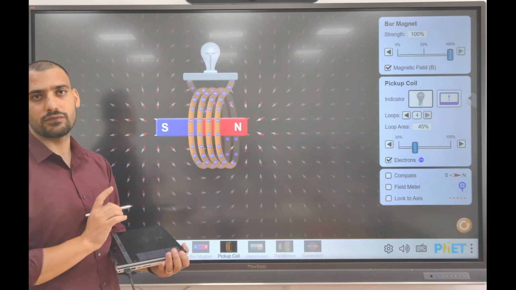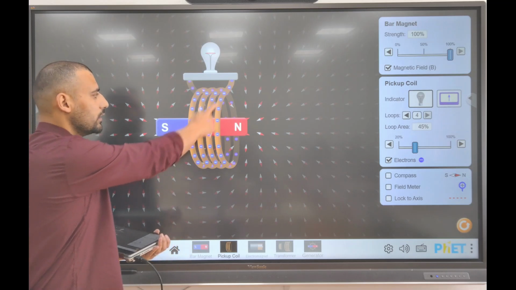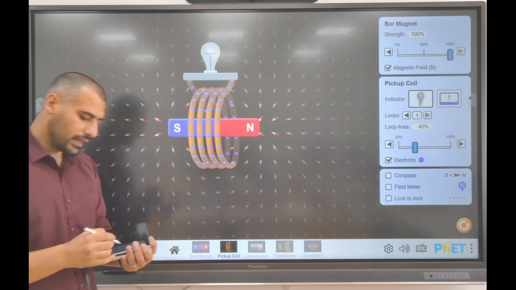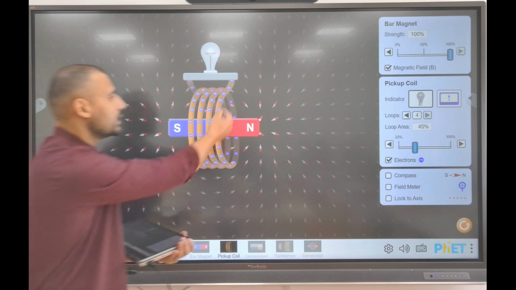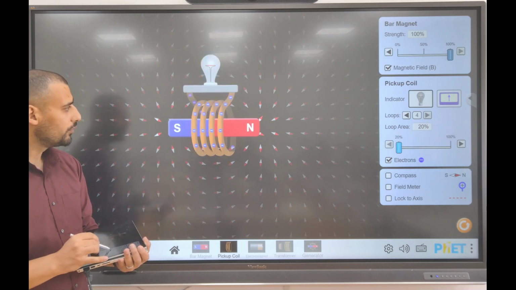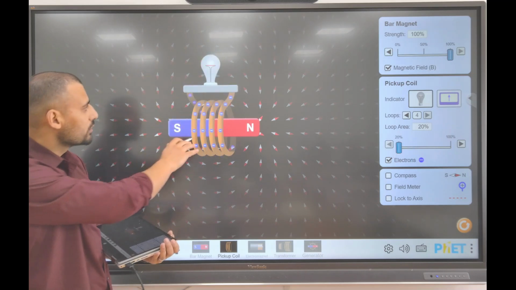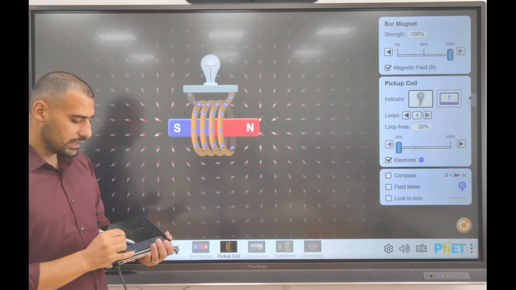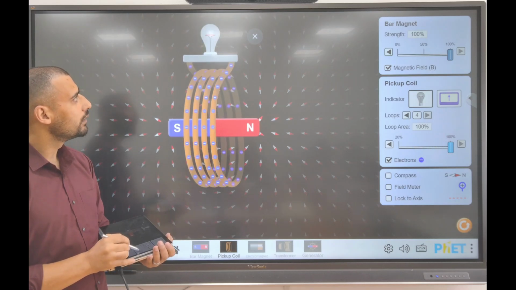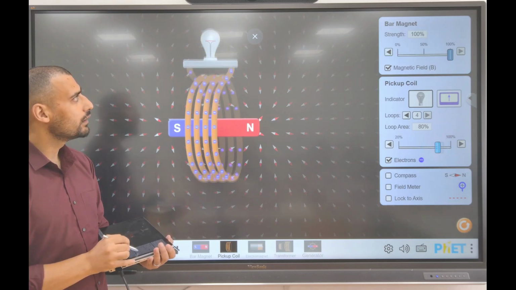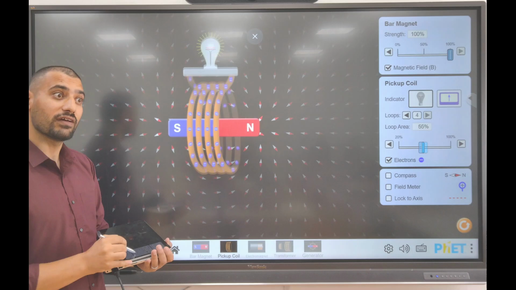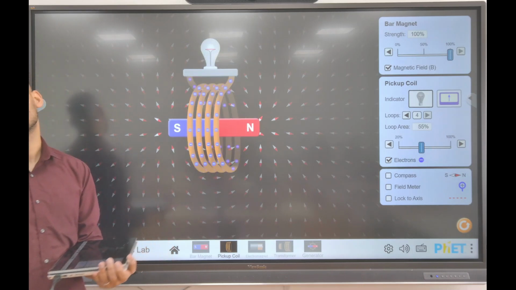First was by magnetic field. Second was by area. Now see, the coil has an area, okay? This coil has an area. But if I increase or decrease the area of the loops, see? When the area is less, it's constant, nothing is happening. But see, if I increase the area, what will happen? Do you see? When the area of the coil is changing, flux is changing. When flux is changing, EMF is generated.